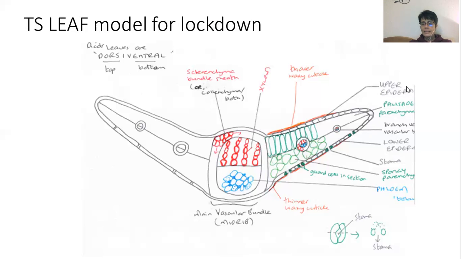Just read on the side. It's upper epidermis, palisade parenchyma, branch vein or vascular bundle, a little vascular bundle. Lower epidermis, stoma or pore, spongy parenchyma. There I've added in guard cells in sections. I don't expect you to do all of this, but once you finish watching this video, you are now going to go and fill everything in, and that becomes your summary notes. And phloem below. Okay. I think I've covered everything. Yes, I have.